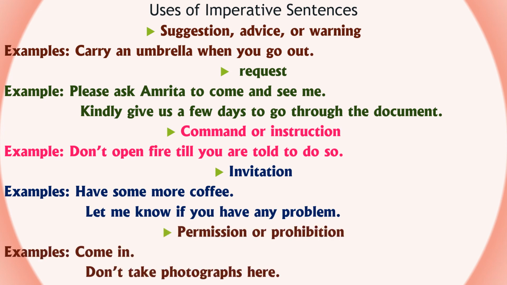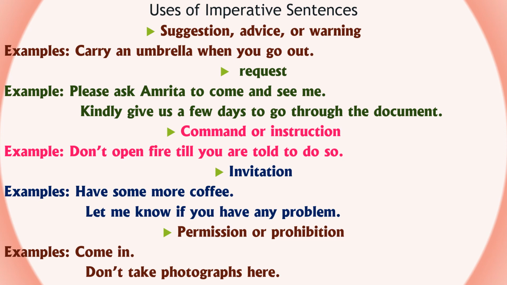The next one, permission or prohibition. Permission is accepting and saying okay. Prohibition is saying no. So that is called come in. Come in, in the sense, it is called permission. The next one, don't take photographs here. So it is called prohibition, right? So in these sentences, எல்லாத்துலயுமே subject அப்படின்ற ஒண்ணு இருக்காது. So you have to remember all those things. Look at the examples and keep in your mind that an imperative sentence does not have the subject, right? So அதை வச்சு நீங்க ஈஸியா identify பண்ணிக்கலாம்.